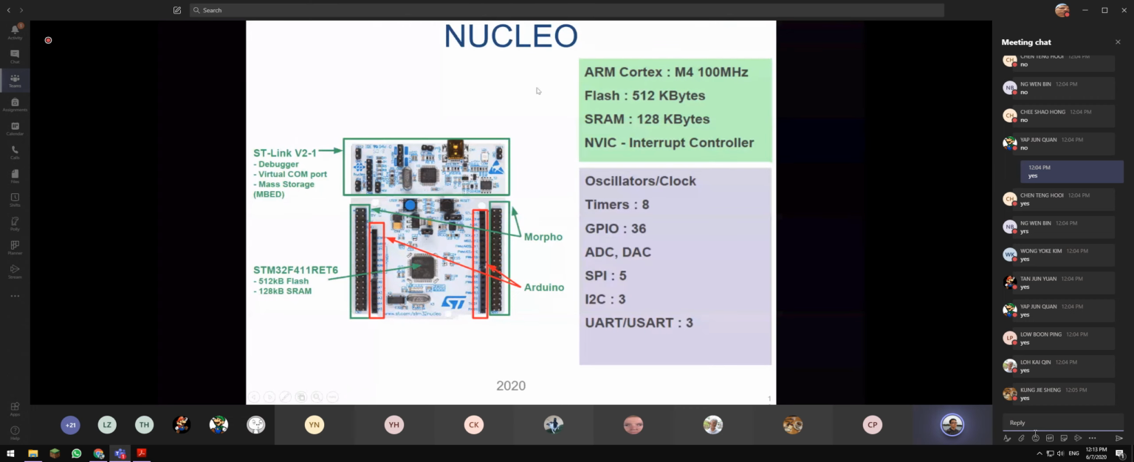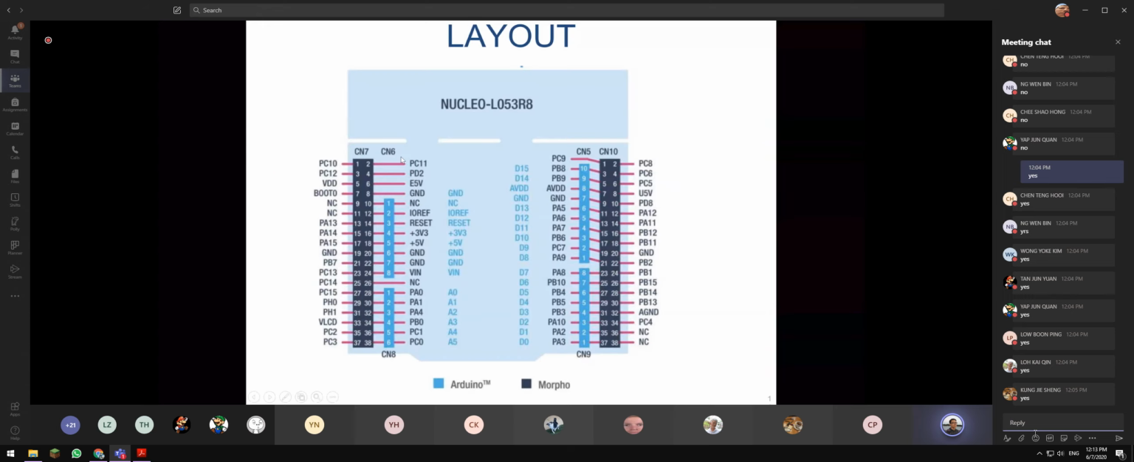So here is an example of the Nucleo board. If you're interested in using this board, you can learn it in the lab. We have limited units, about 5 units. Here is the layout.